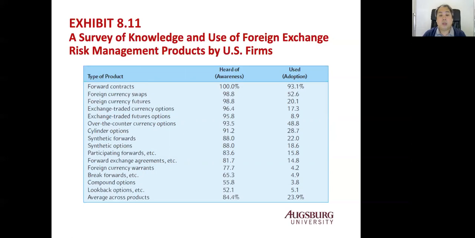Pretty huge, right? So there are various ways to hedge against transaction exposure, and US firms know this problem pretty well. Okay, so that's the end of chapter 8, management of transaction exposure.